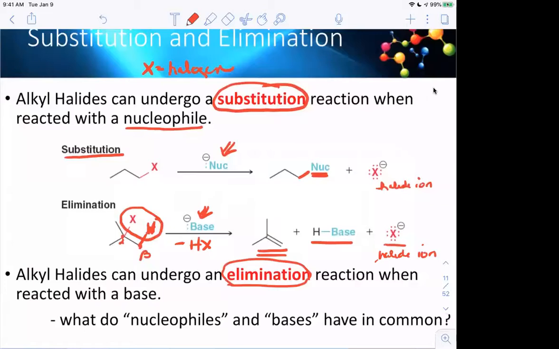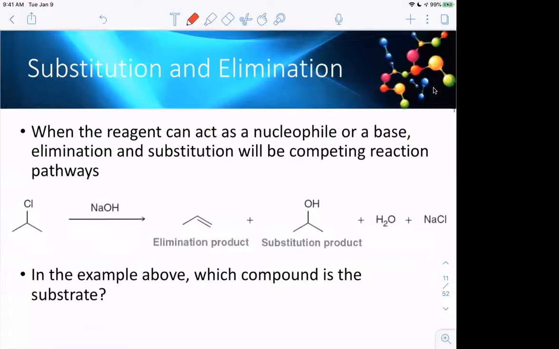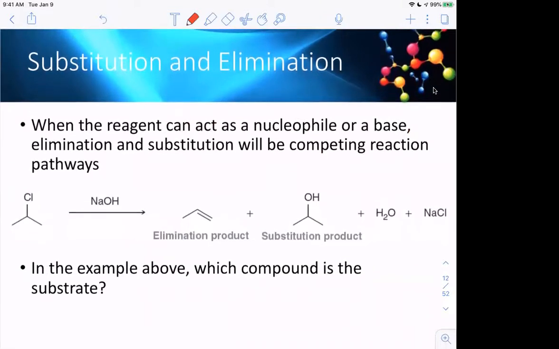Now, in order to determine whether my alkyl halide undergoes substitution or elimination, we have to think about what nucleophiles and bases actually have in common. What we know is that some reagents can act as a nucleophile or a base. And when this happens, elimination and substitution will be competing reaction pathways. So here, I have my OH minus. This can be a nucleophile. This can also be a base. We've seen hydroxide as a base.